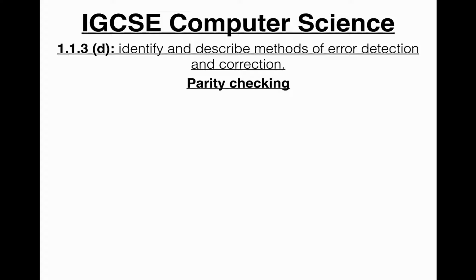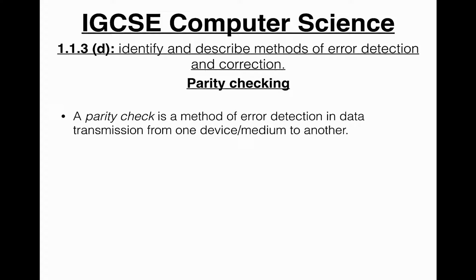IGCSE Computer Science, Syllabus Statement 1.1.3d, Identify and Describe Methods of Error Detection and Correction. So in this video, as it says right here, we're going to be focusing on parity checking. This is because the entire statement is pretty long, and parity checking is the longest aspect of it. So I decided to put just this in one video, and the rest in the next one. So, let's get started.